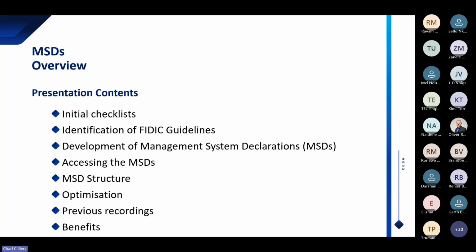And then I'll talk about how we identified some current FIDIC guidelines, which helped us to update our documents and develop them to the management system declarations that we've had up until now. I'll then show everyone how to access the MSDs on the CESA website. I'll just talk a little bit about their structure, and then I'll say how we optimized them until we got to our current versions. I'll just show everyone how to find previous recordings of webinars that we've done before. And then also I'll just touch on the benefits of the different management system declarations.